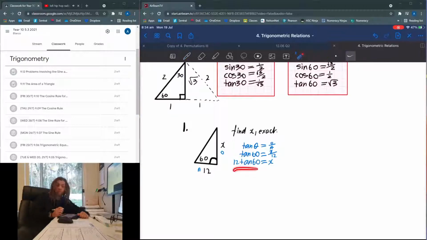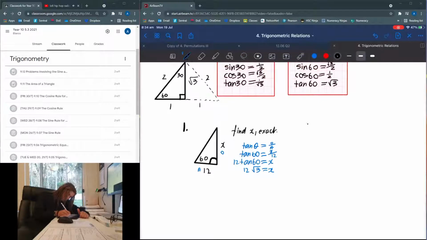And at this point, you would type it into the calculator. But I know what tan 60 is. Tan 60 is root 3. So in other words, 12 times root 3, so that's 12 root 3 is x, and I'm done. So I don't even need to type it into the calculator. But it does, I guess, mean that you need to remember these.